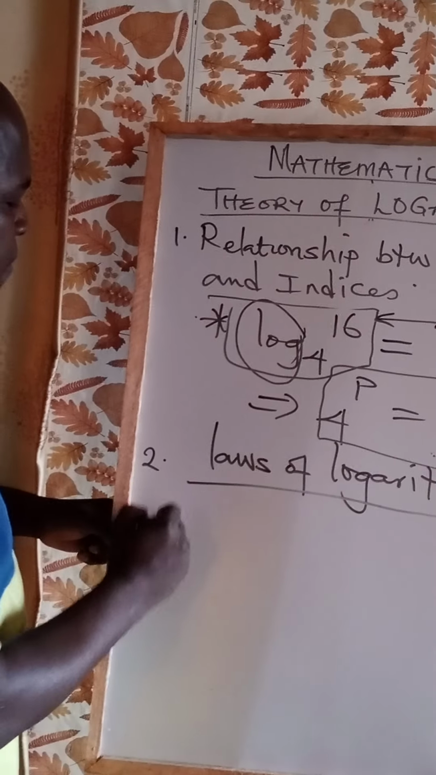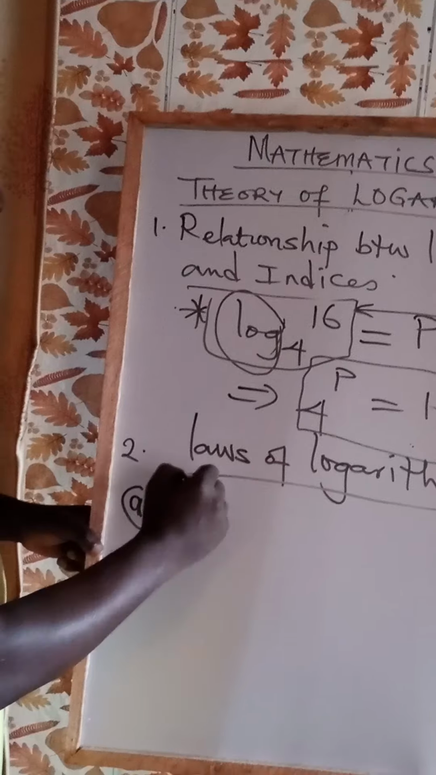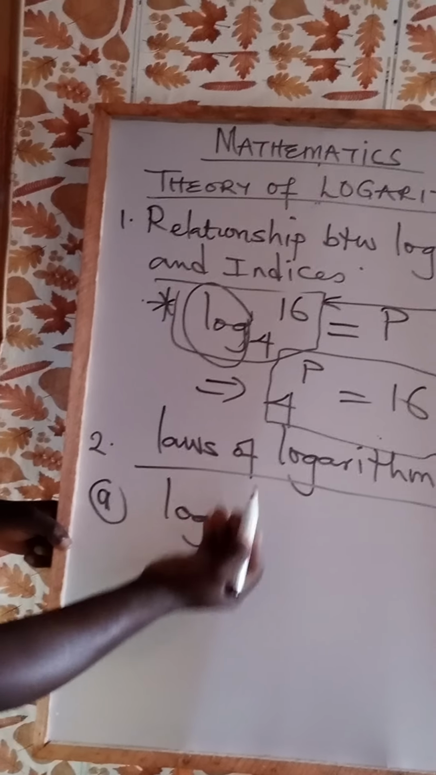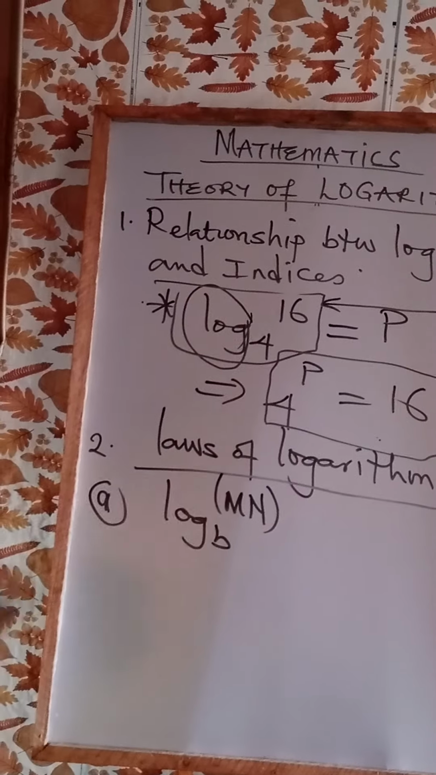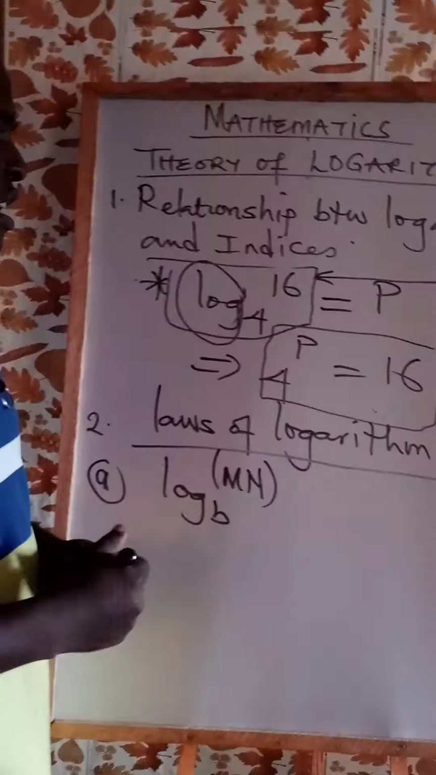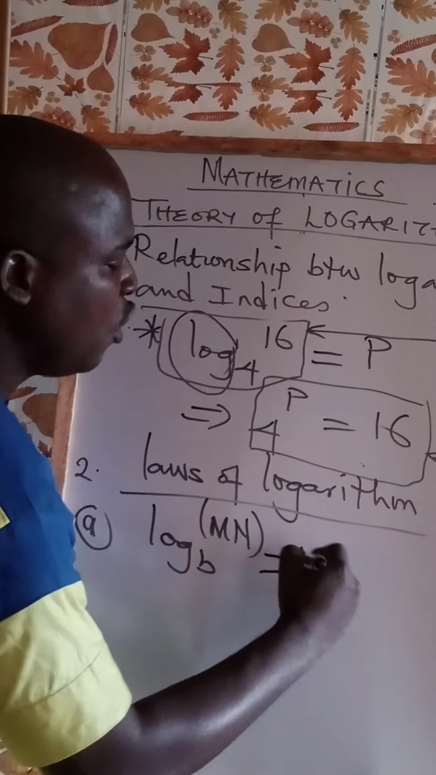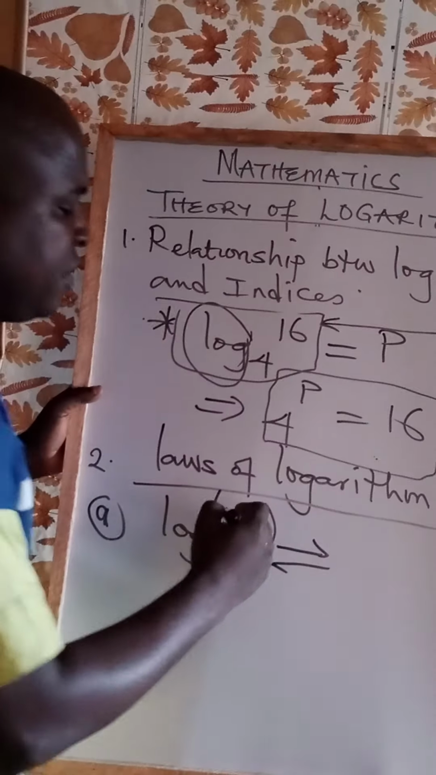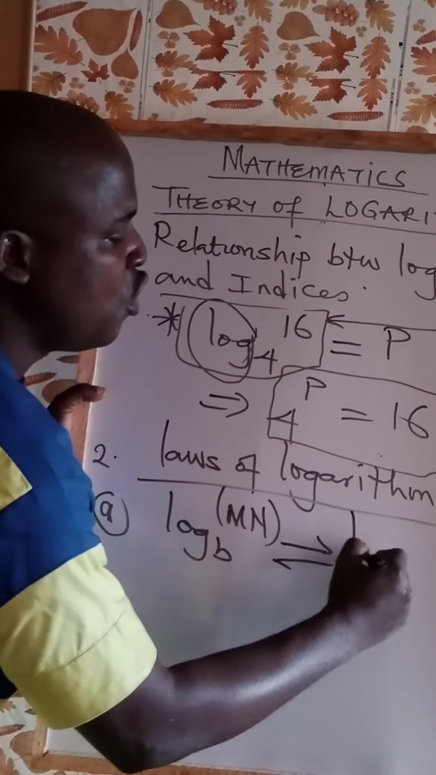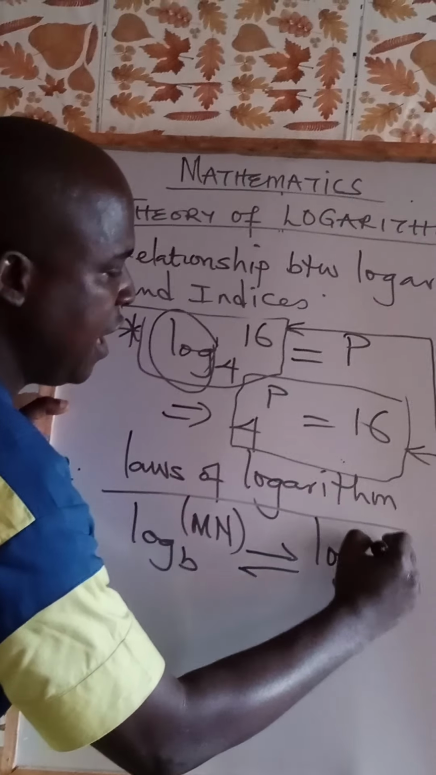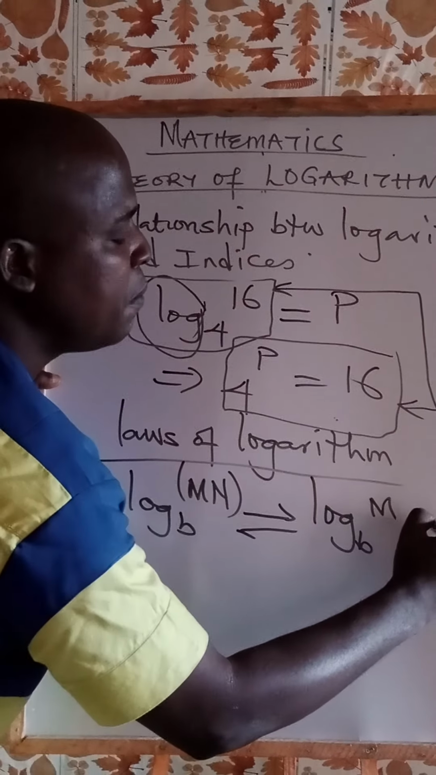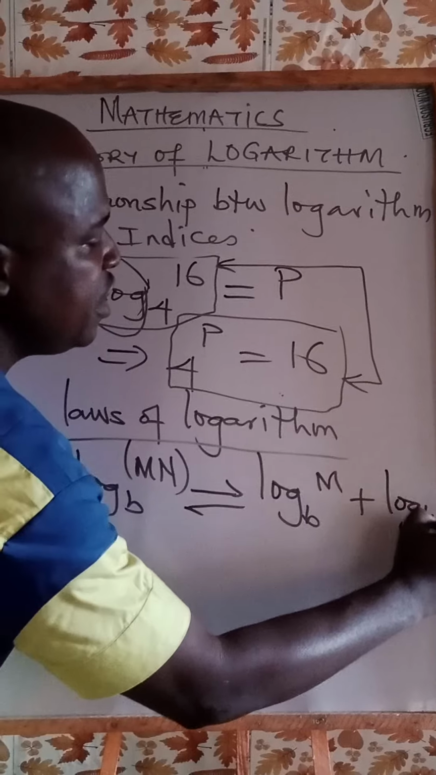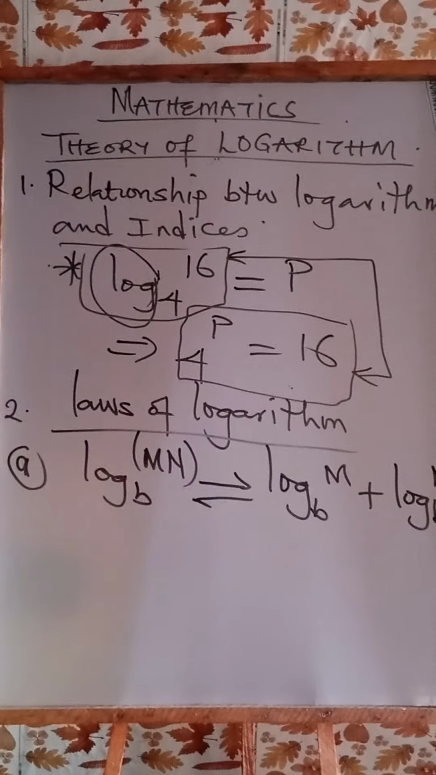The first law of logarithm. I have log, the base is b, of mn. Don't forget, when you have mn, it means m times n. I have log b, this is the base, and the power is here. According to the law of logarithm, the law is reversible. When you have something like this, it is equal to log b m plus log b n, where the multiplication sign, m times n, we now change to plus sign. That is the first law of logarithm.